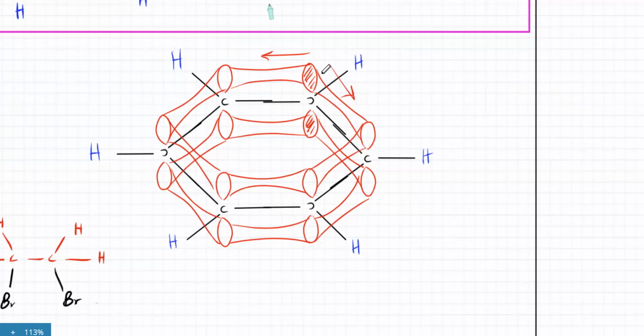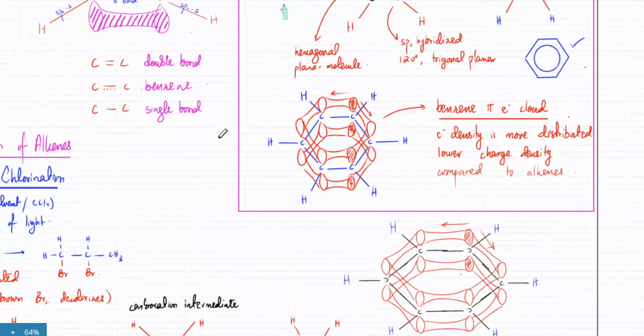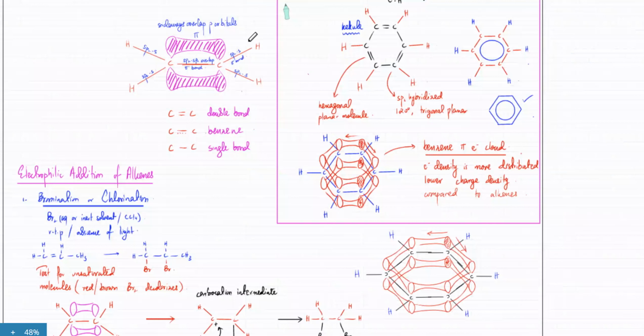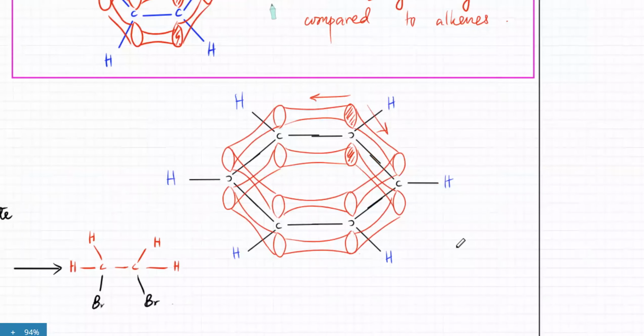What eventually ends up happening is that the fourth p orbitals that were not doing anything start overlapping, and all of them get mixed up. As a result, you get a pi electron cloud on top and on the underside of this structure. So you get this huge pi electron cloud, which is similar to what happened in an alkene, but in an alkene the pi bond is very localized. It's present at a very specific place. But in a benzene molecule, the pi bond is everywhere.